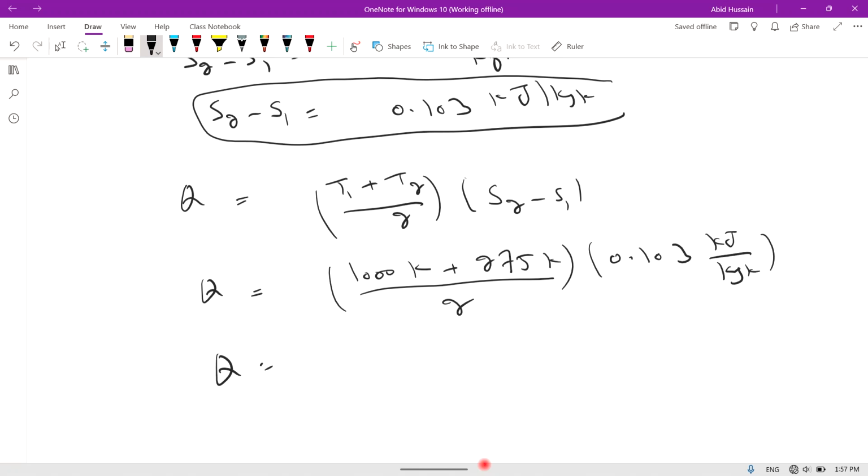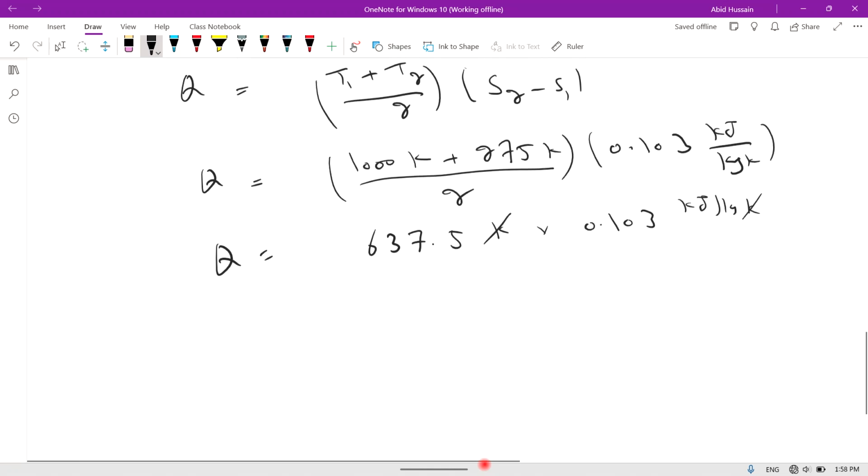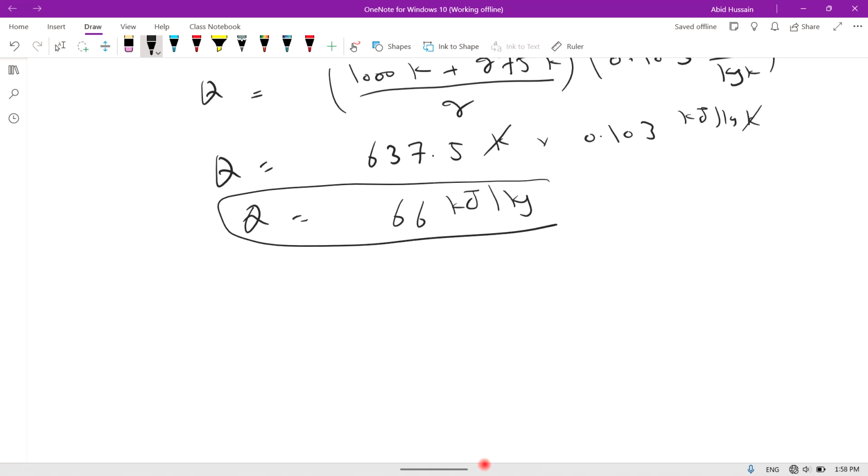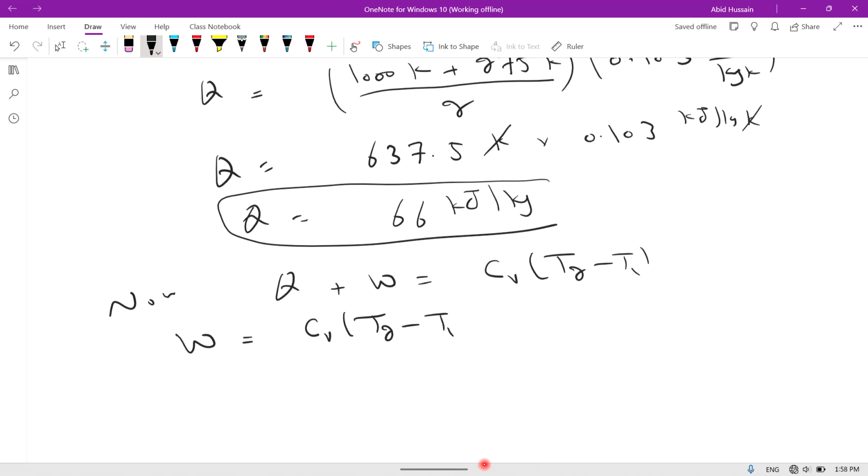Now Q is equal to the average of temperature, which is 637.5 Kelvin, multiplied by 0.103 kilojoule per kilogram per Kelvin. Kelvin will be cancelled with Kelvin. So Q is equal to 66 kilojoule per kilogram. Now we know that Q plus W is equal to CV times T2 minus T1, or W is equal to CV times T2 minus T1 minus Q.